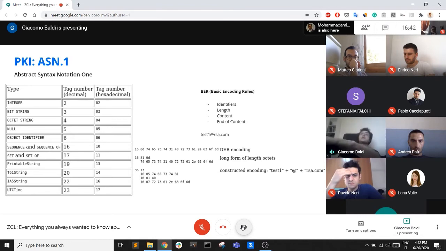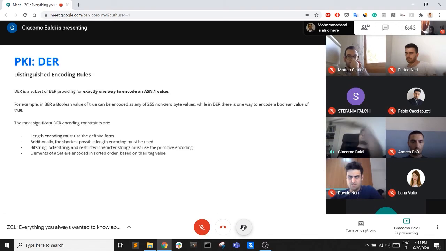Obviously, ASN.1 is quite a flexible instrument, but it's a mess if you don't decide some rules for cryptography. You can convert ASN.1 to a binary format, which is called BER, Basic Encoding Rules, and which is represented here, but BER is not unique. So we have DER, which is Distinguished Encoding Rules, meaning that if you give me an ASN.1 value, there is only one encoding that corresponds to that value.